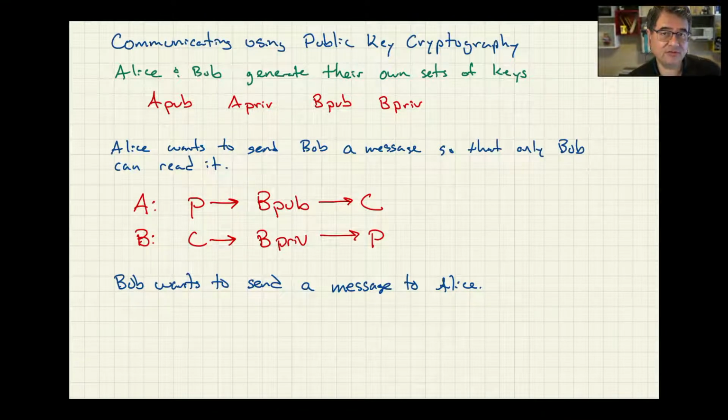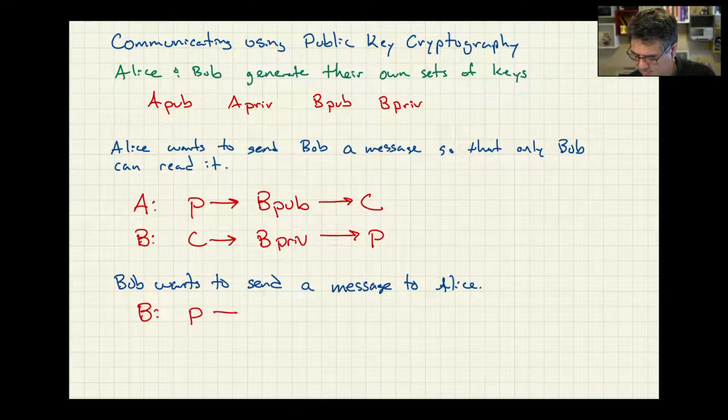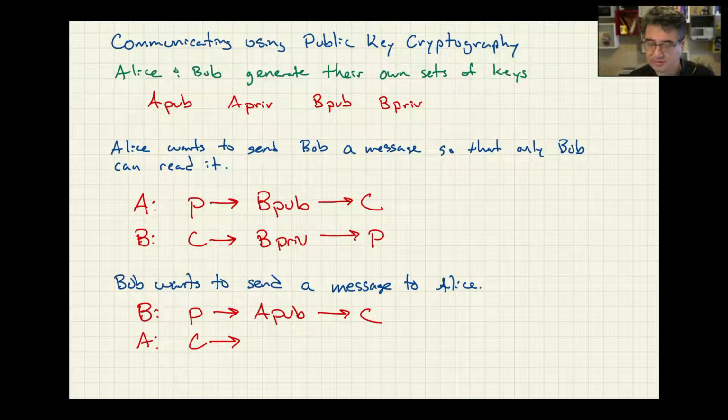So Bob wants to send a message to Alice and ensure that only Alice can read it. Bob is going to take some plain text and run it through which key? Alice's public key. And then Alice will take that ciphertext and use which key to derive the plaintext back again? Yep, she'll use her private key.